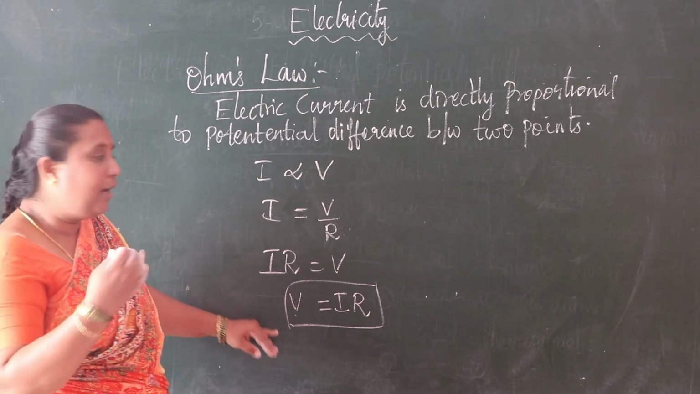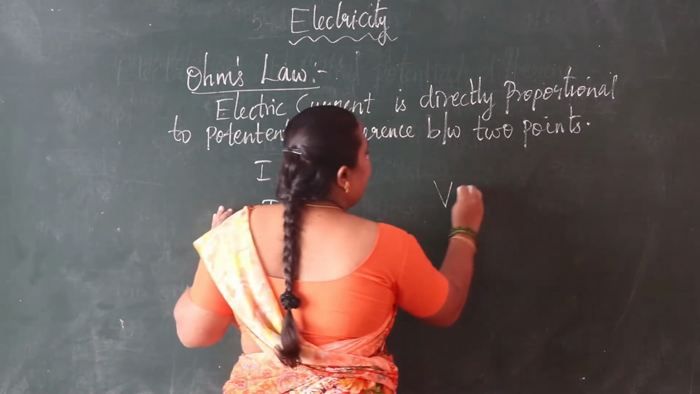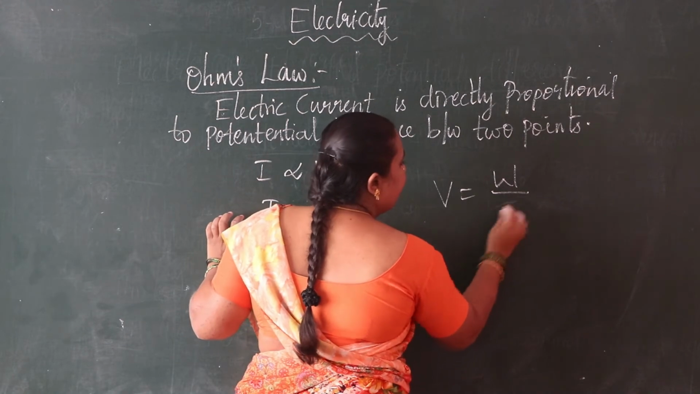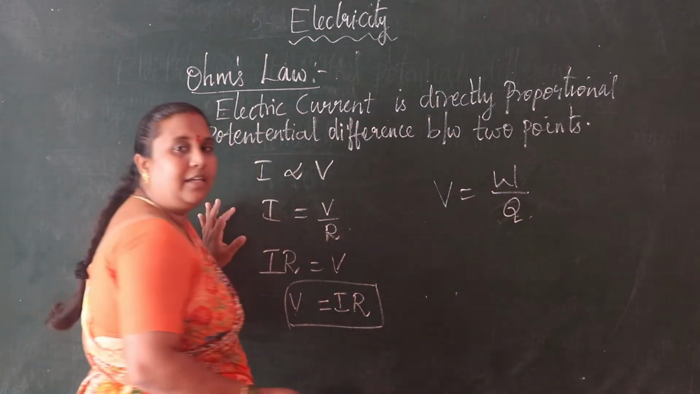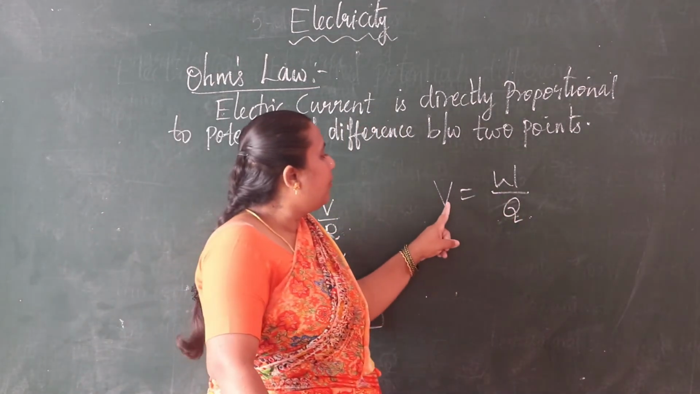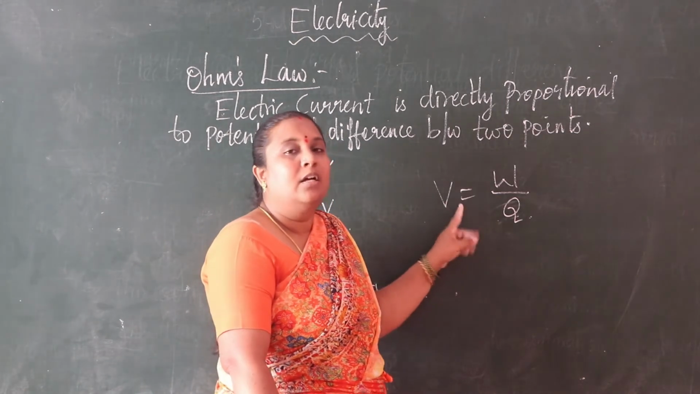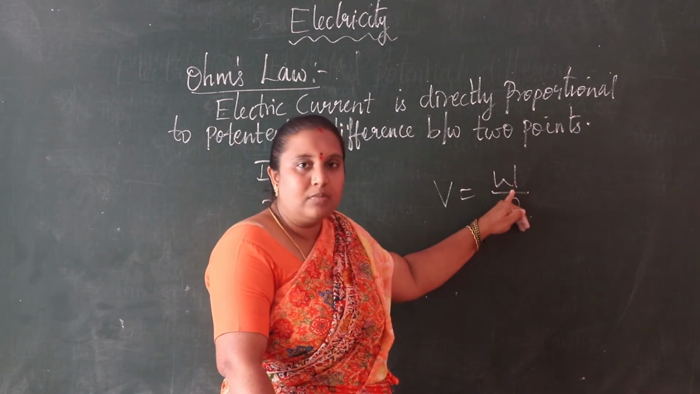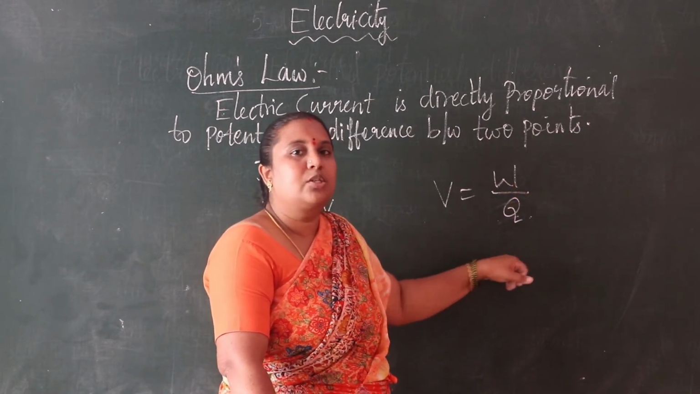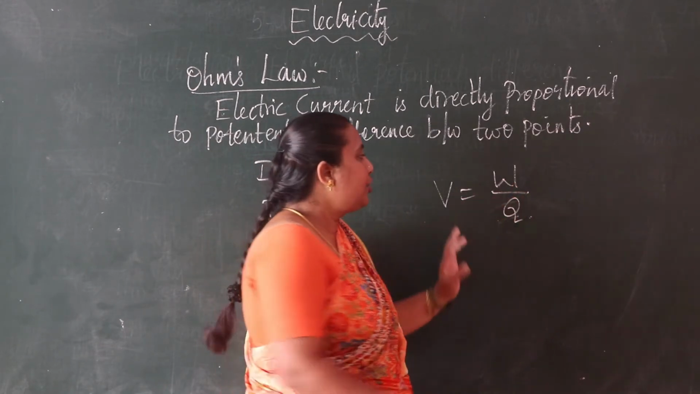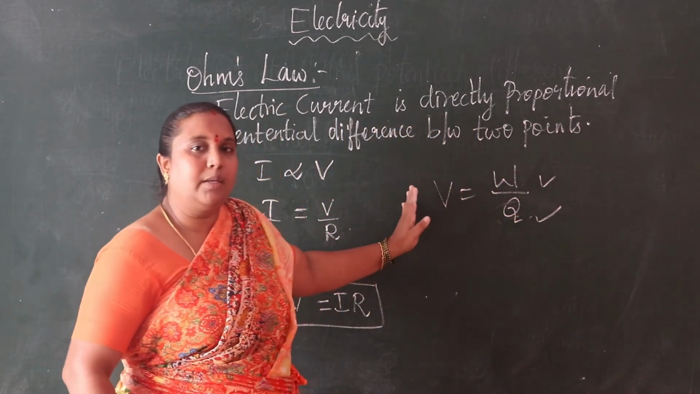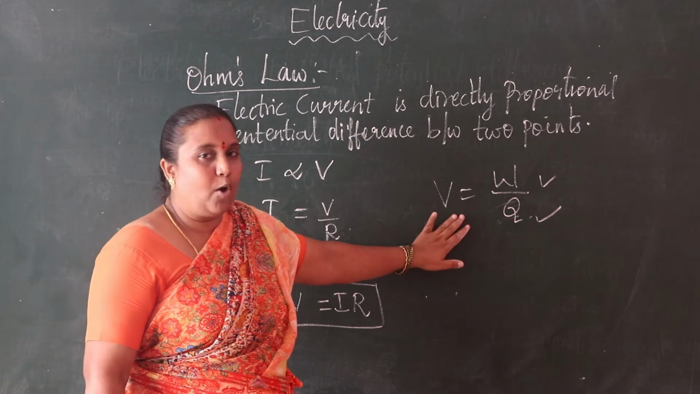So we have potential difference V equals work done W by charge Q. Work done by charge Q. So the potential difference between two points. In the question, if they give the work done and how much charge flows, these two being given means we should use this formula to find the potential difference between two points.